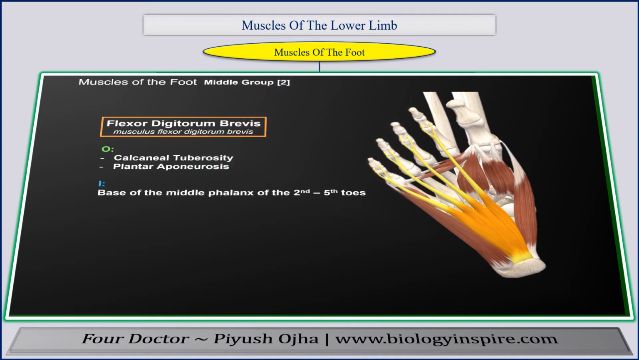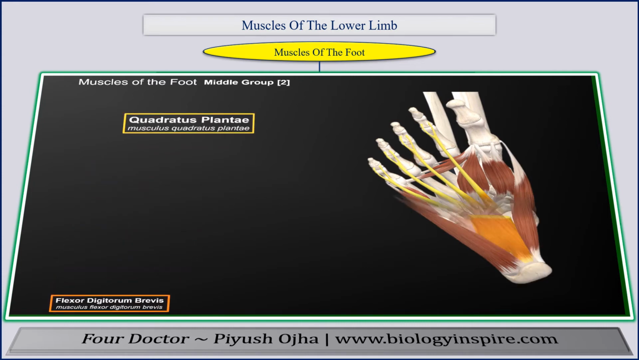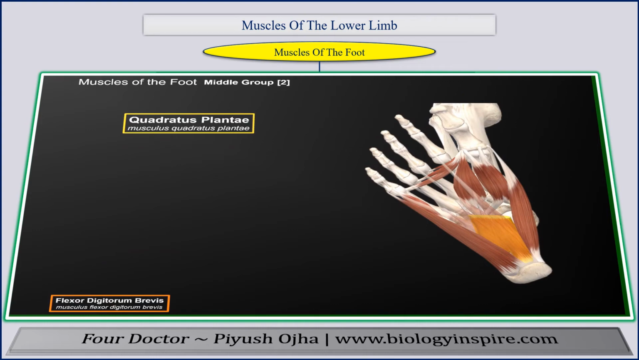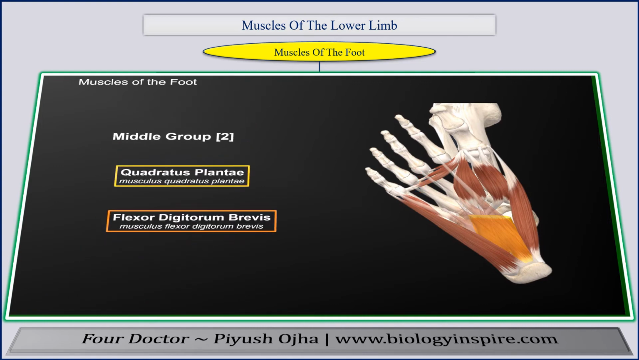The flexor digitorum brevis then inserts at the base of the middle phalanx of the second to the fifth toes, and the function of this muscle is flexion of the second to the fifth toe at the middle and the proximal phalanx, as you see here. So that is this one. Then we have the quadratus plantae, which is located underneath the flexor digitorum brevis, as you see here. It originates from the calcaneal tuberosity and the long plantar ligament, and then it inserts at the tendons of the flexor digitorum longus, and is therefore going to participate in flexion of the toes. So that is the middle group.